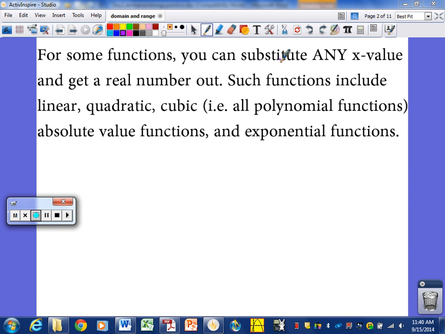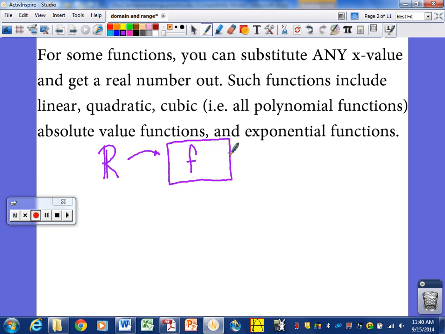So you're putting a real number into the function. So here we have some real number. You're putting it into this function. Here's your function box. Function box x. And what you're getting out is another real number. And that's called the closure property of the reals. That if you put a real number in, you get a real number out.